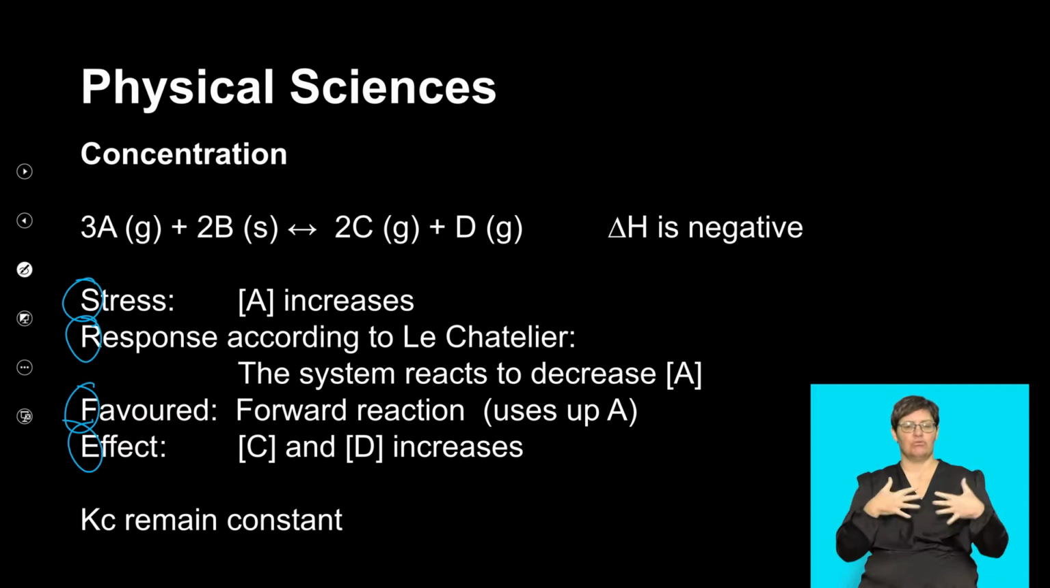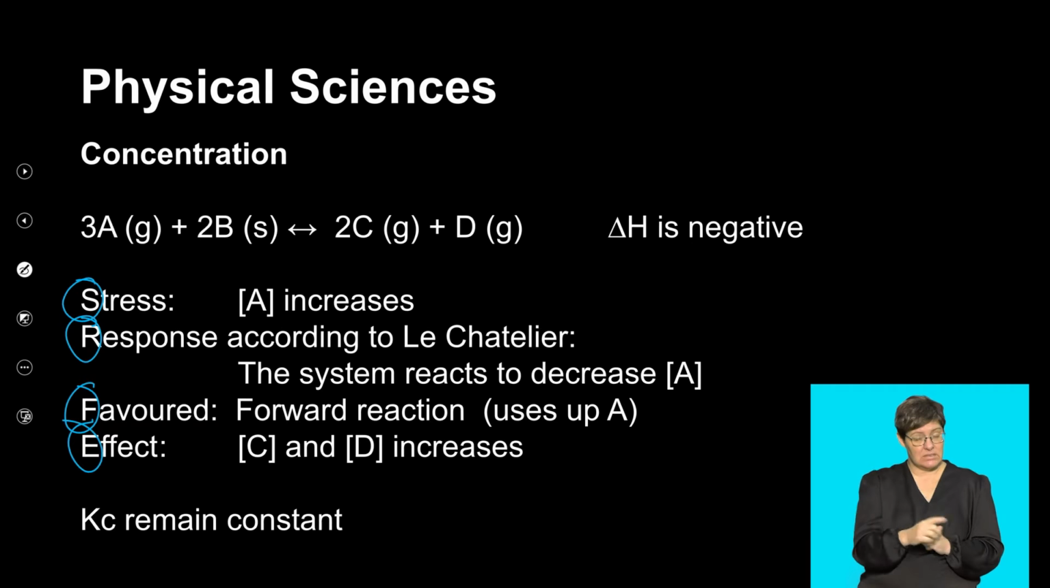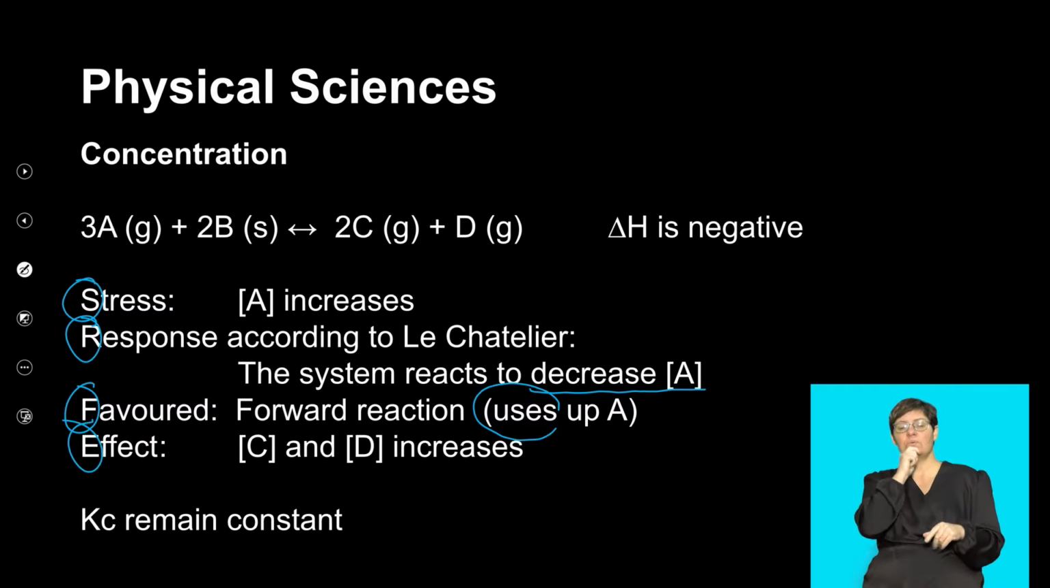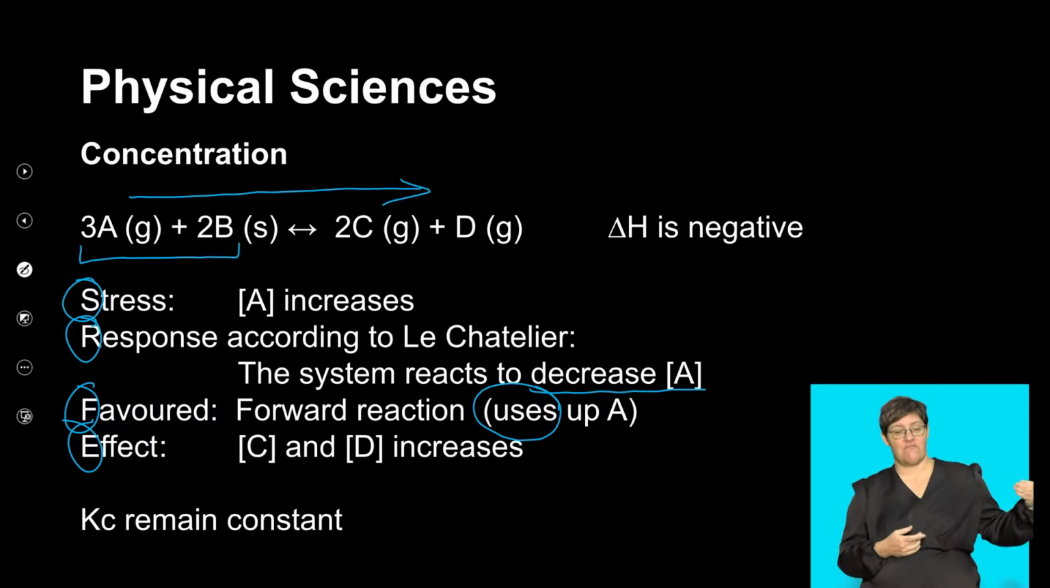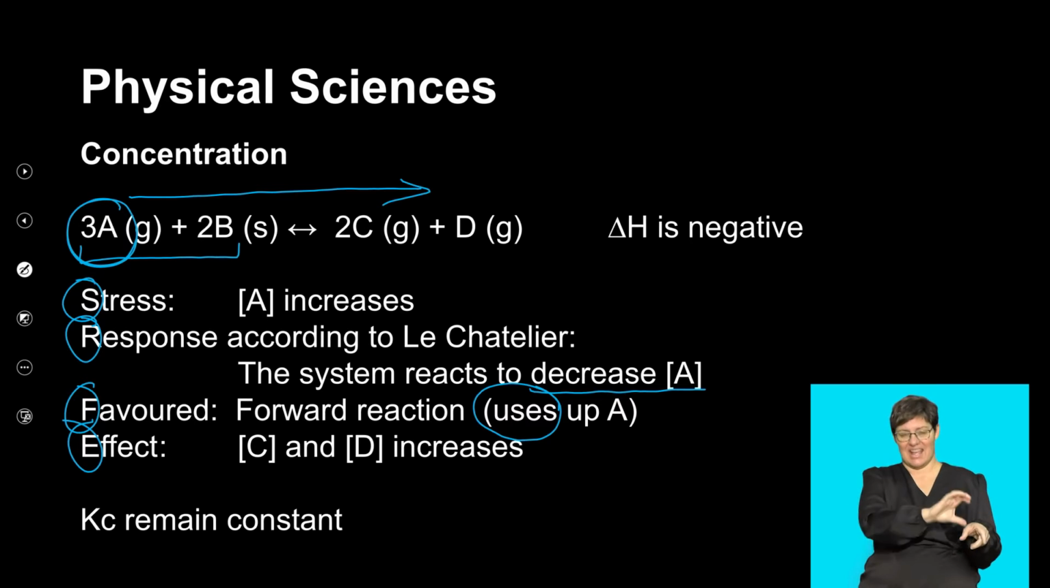So, what is the stress? The stress for this system is an increase in the concentration of A, and according to Le Chatelier, the system reacts to decrease the concentration of A. Now, for the system to do that, it means it needs to use up A. And for it to use up A, it means it must use A to make more of C and D. What you need to realize is you need both A and B to make C and D. So what's going to happen now, the effect is we're going to favor the forward reaction, because it's in favoring the forward reaction that we can get rid of this high concentration of A.